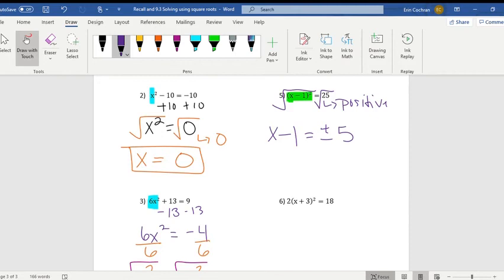Now, we have to solve for that x, okay? So how would I move that minus 1 to the other side? I'm going to add it. And this is where you have to think here. We have two answers, right?